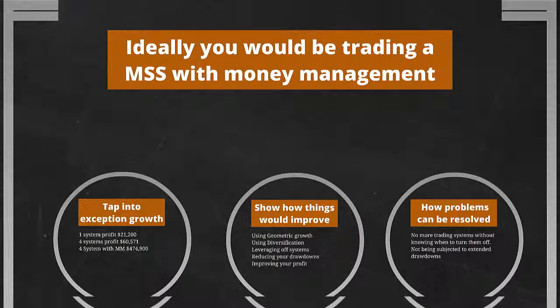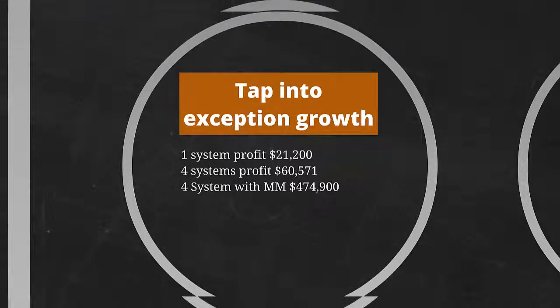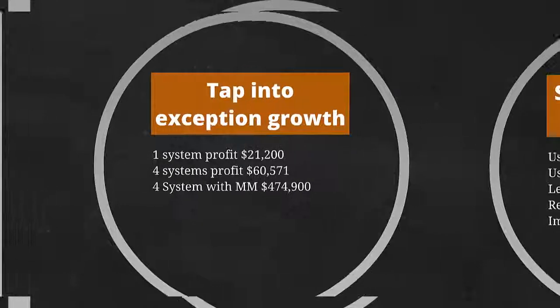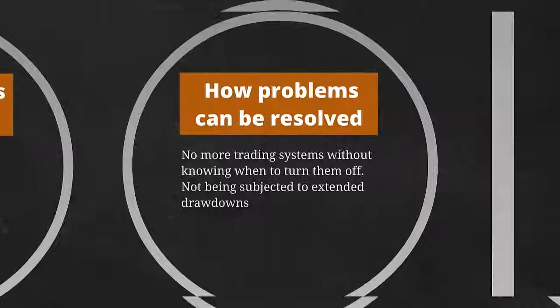You can tap into exceptional growth. We've seen that with our example there. One system profit was 21, 4 systems was 60, 4 systems with money management is $474,000. The numbers are staggering. Let me show you how things would improve. Using geometric growth, you've got greater diversification, you're leveraging off your systems, you're reducing your drawdown, and ultimately you're improving your system. So you're becoming less of a slave to the market and you're managing your systems based on risk.